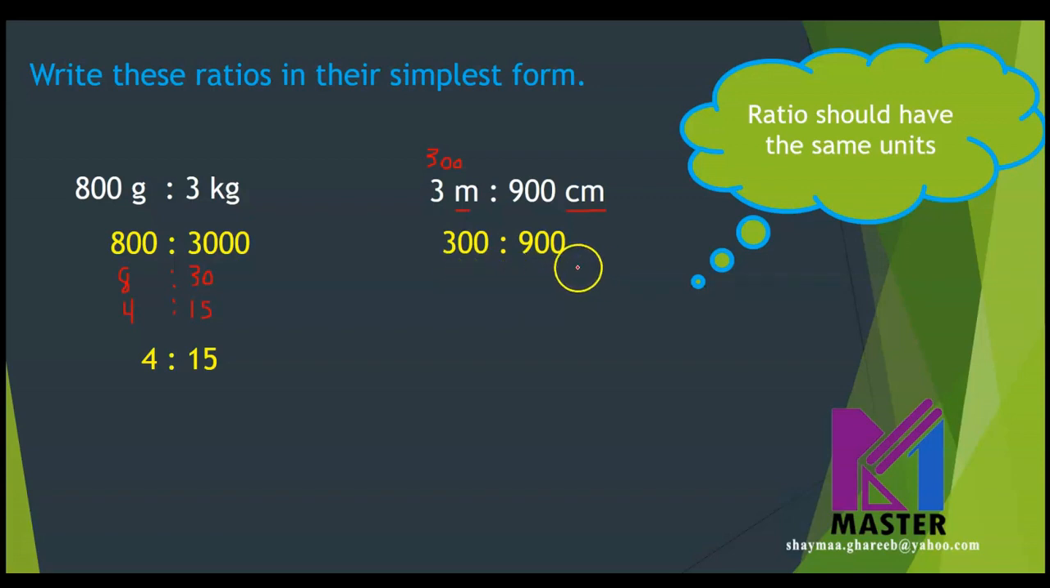I can start by dividing by 100. So I will get 3 to 9. Then I can divide one more time by 3. I will get 1 to 3. Then the simplest form will be 1 to 3. Is this clear? So if we have different units in the ratio, I have to change them to be the same. Then I start simplifying the ratio.